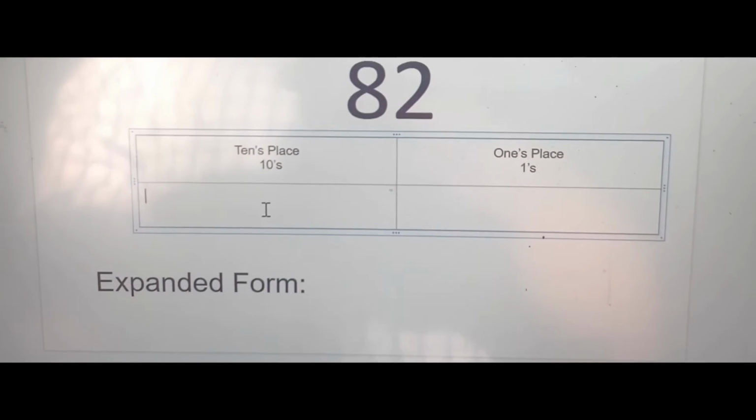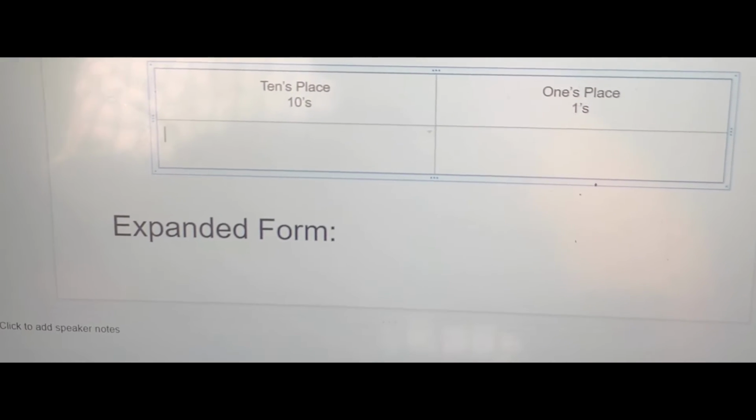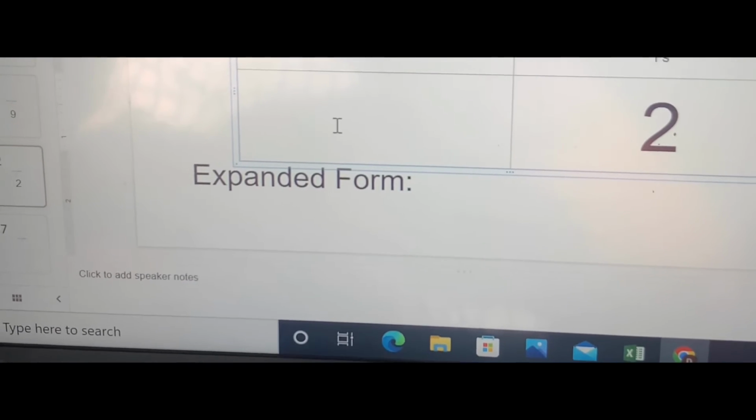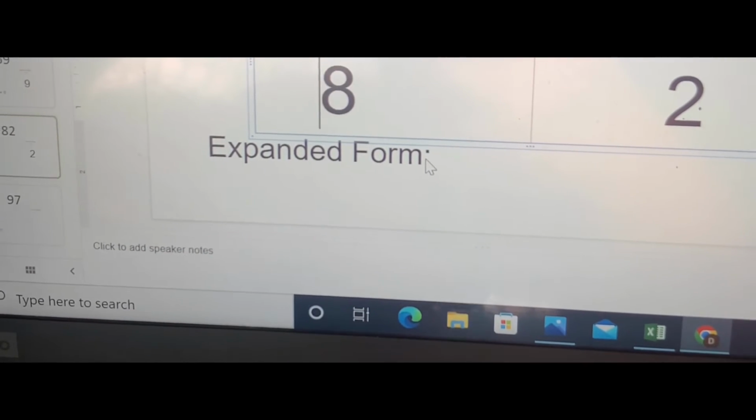All right, example number 4. The fourth example we have is the number 82. As always, we identify the ones place by looking at the digit all the way to the right. The digit all the way to the right is 2. So the number in the ones place in the number 82 is 2. The digit in the tens place is 8. So the number in the tens place is 8. In the number 82, we have 8 tens and 2 ones.